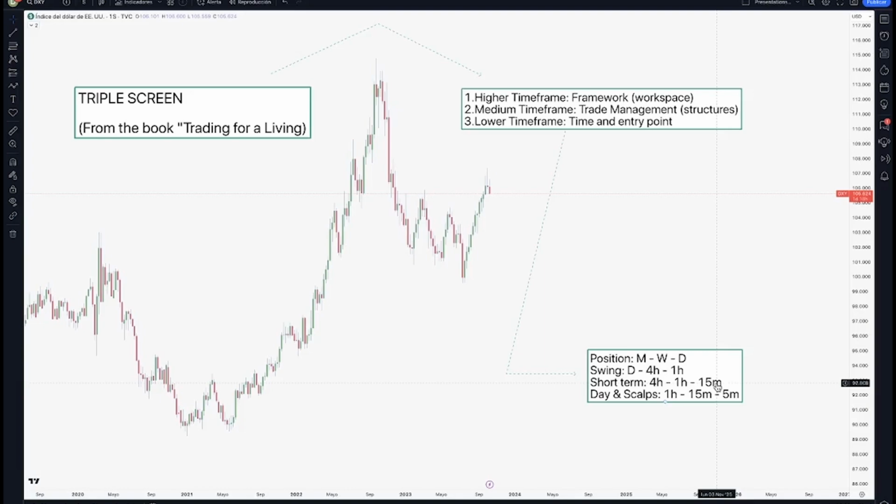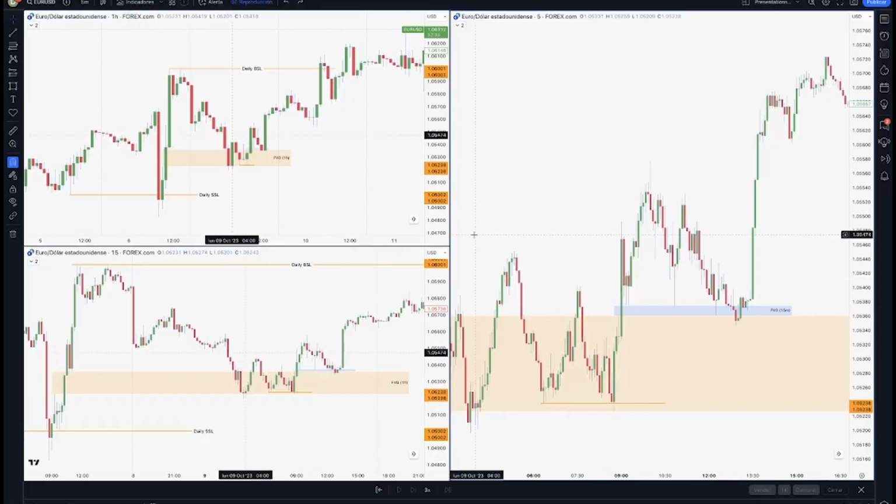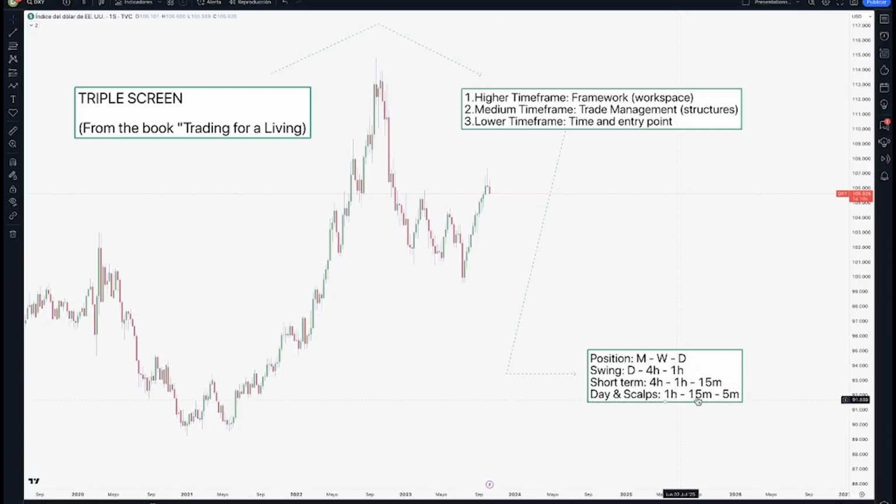Let's go to the charts, the good stuff, the things we like. Just remember this: framework, trade management, and time to entry point. So I have the time frames I enjoy the most. I'm a scalper. Over here I have an example that happened a few days ago on the EUR/USD. As I was telling you, the higher time frame is 1 hour, medium time frame 15 minutes, and lower time frame 5 minutes. Right here, 1 hour, 15, 5.